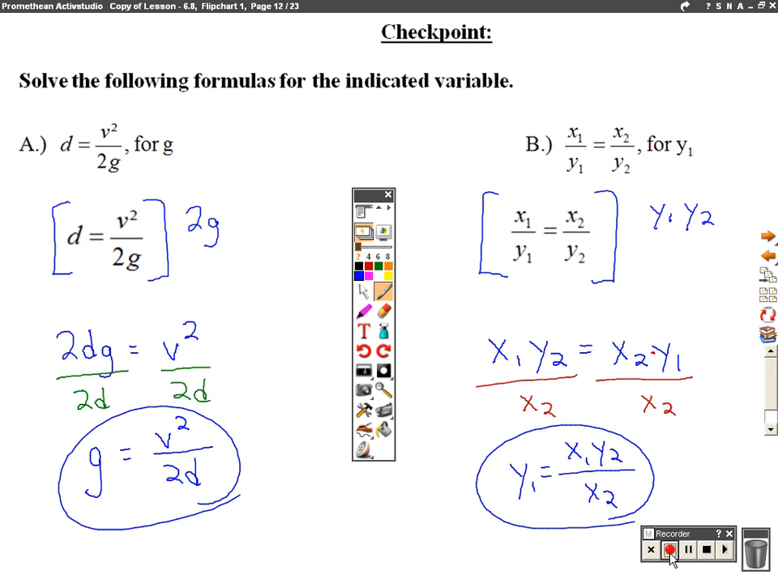Okay, number 1, once I multiply through by the LCD of 2g, I'm left with 2g equals v squared. I want to get g by itself, so I undo this multiplication by dividing both sides by 2. Same idea over here. Once I multiply through by the LCD of y sub 1, y sub 2, these denominators cancel out. I want to solve for y sub 1, so I undo this multiplication with division by x sub 2, and this is what I'd be left with.